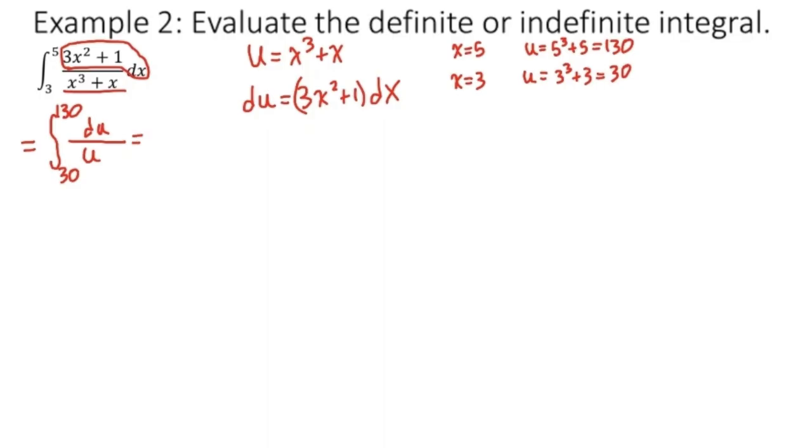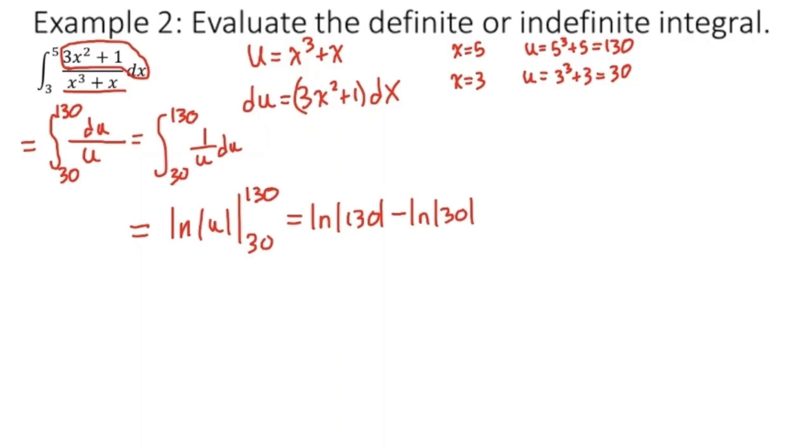Du over u is a common way of writing 1 over u du. Whichever form you look at, du over u or 1 over u du, both of those are natural log rules, not power rules, because 1 over u is the same as u to the -1st, and -1 powers do not work for power rule. So the antiderivative of 1 over u is the natural log of the absolute value of u, which we'll evaluate from 30 to 130, plug in our bounds, and we get the natural log of the absolute value of 130 minus the natural log absolute value of 30.